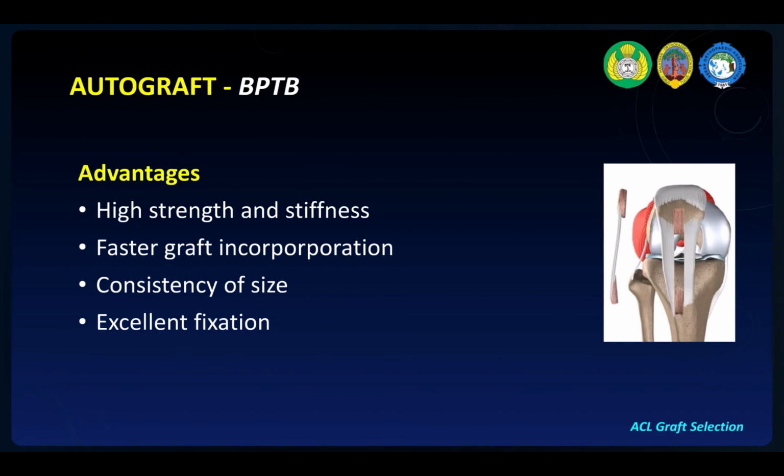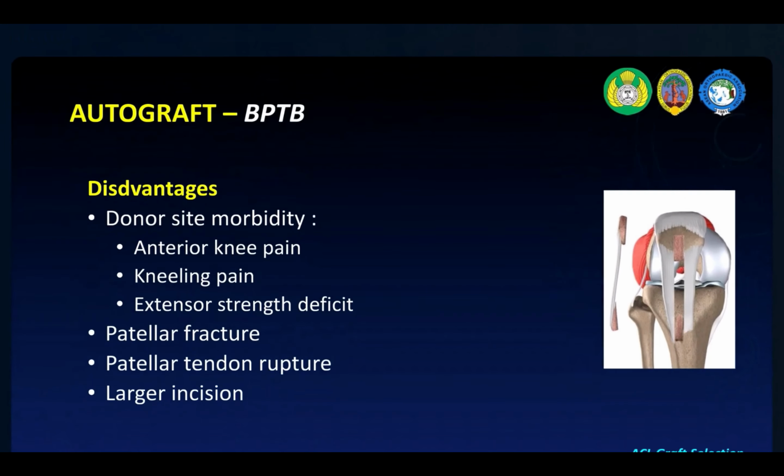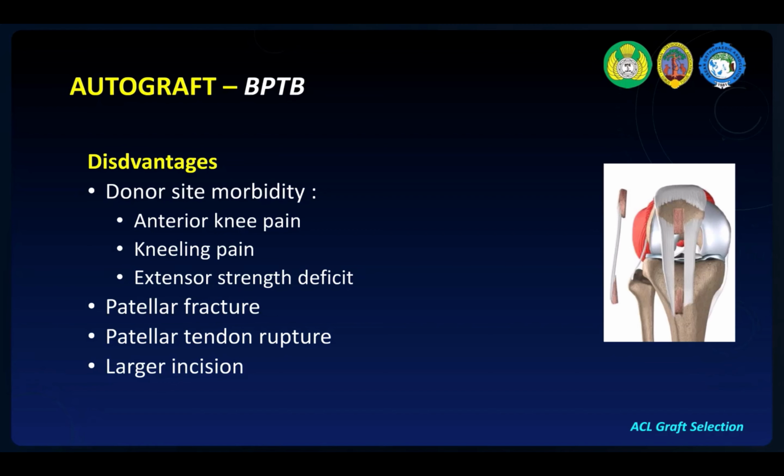We start with BPTB. The advantages of BPTB are high strength and stiffness. It has faster graft incorporation because it has bone-to-bone healing, consistency in size, and excellent fixation. But the disadvantages are donor site morbidity, like anterior knee pain, kneeling pain, and extensor strength deficits. Patellar fracture and patellar tendon rupture could also happen, and it needs larger incisions.